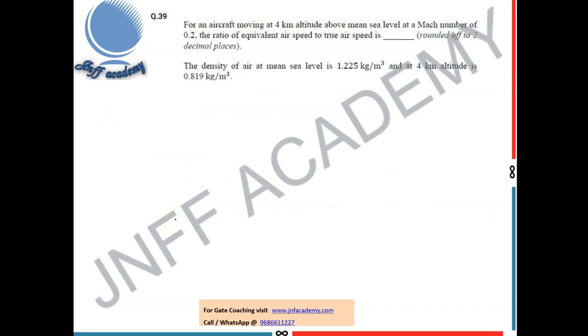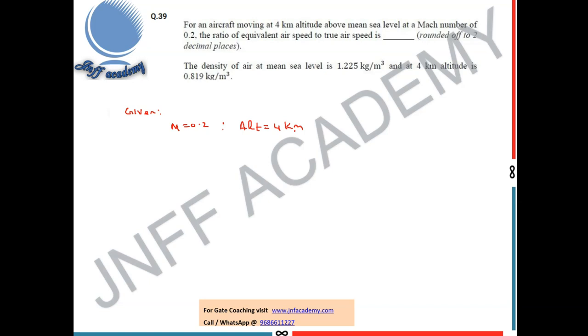For an aircraft moving at a 4 kilometer altitude above the mean sea level at a Mach number of 0.2. So the given information is an aircraft which is moving at a Mach number of 0.2 and the altitude at which it is moving is equal to 4 kilometer. Okay, great. What they are asking is the ratio of equivalent airspeed to true airspeed. It's a very straightforward problem.